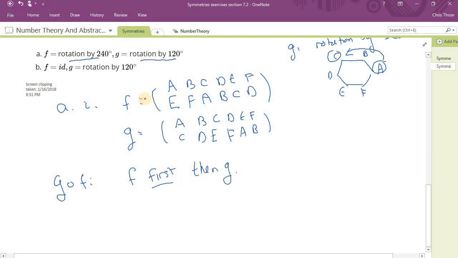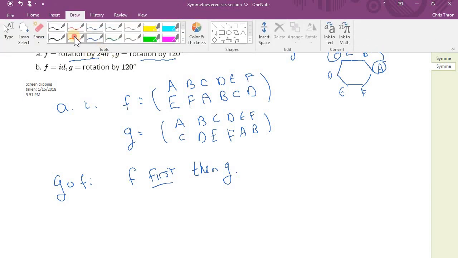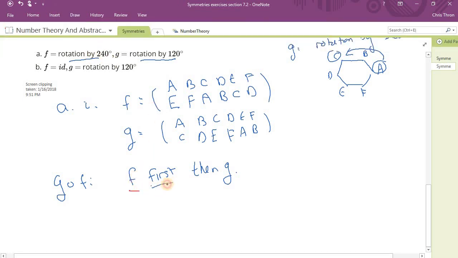Now the reason I'm doing that is I have F and G set up here just so I can do that very nicely. All right, so if I do F first, and let's make a different color so we see what's going on. So F first, and then G. All right, so let's go ahead and do this. A, B, C, D, E, F. All right, now where does A go to? Well, I'm doing F first and then G. F takes A to E. Now, then where does G take E? G takes E to A. Okay? So here I have A going to A.